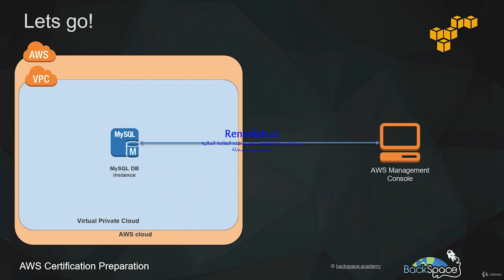Coming up next, we'll be doing a hands-on lab, so make sure that you download the Introduction to AWS lab notes that come with this course. We'll be launching a MySQL database instance, and then we'll be connecting remotely into that database instance.